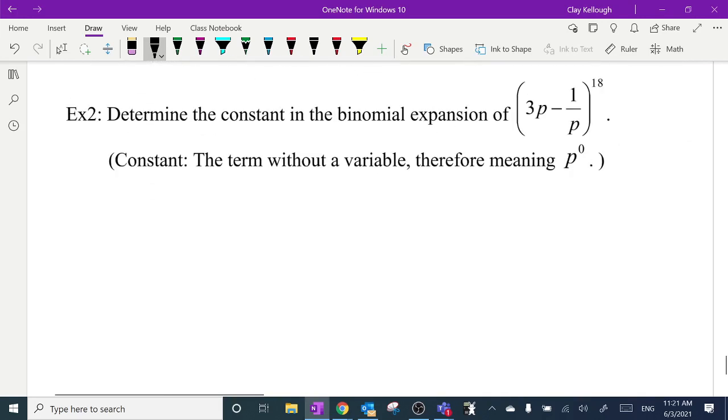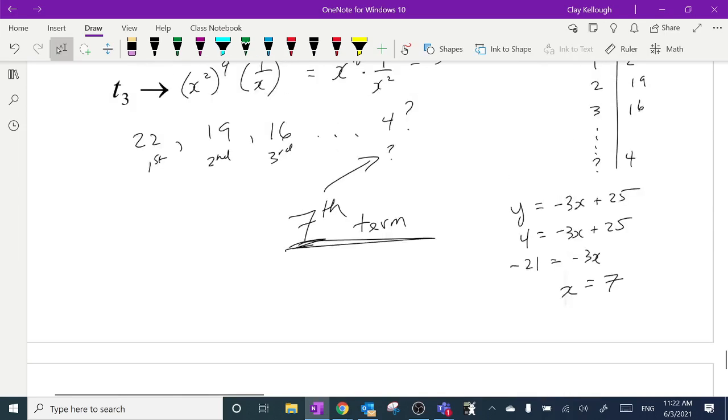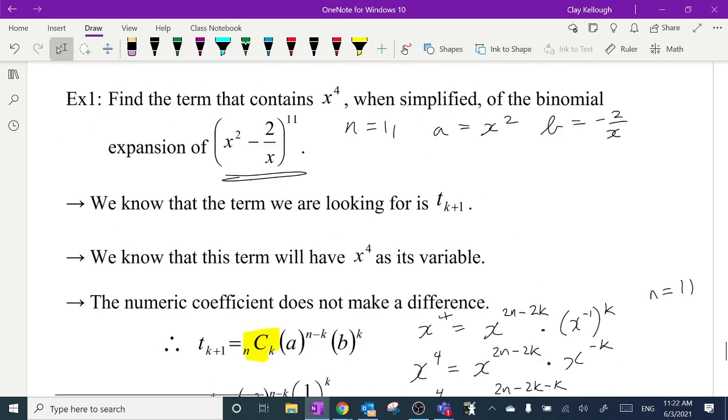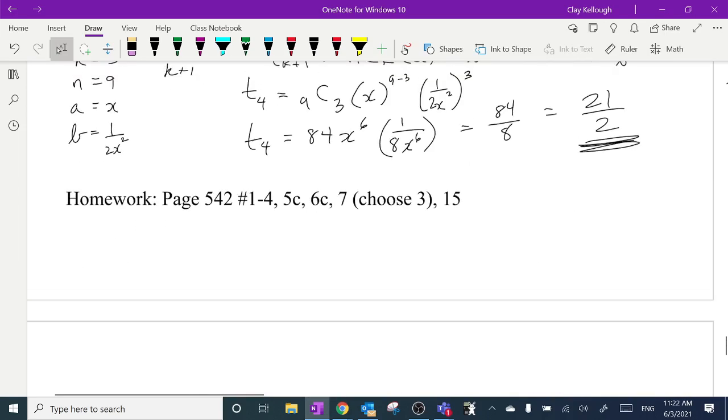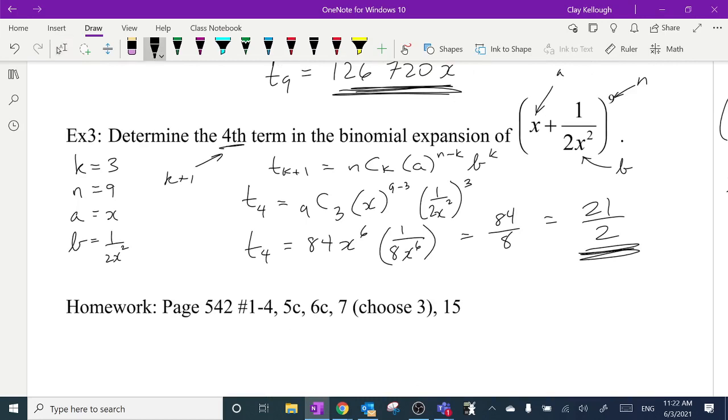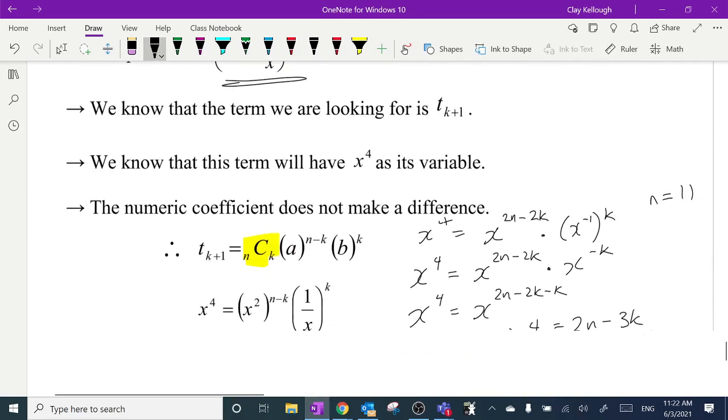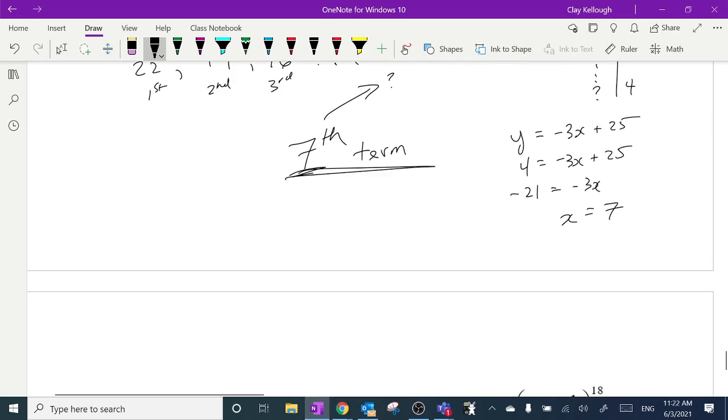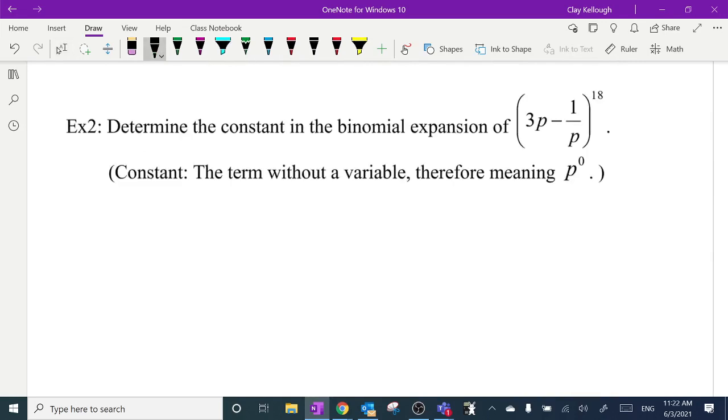Example 2. Determine the constant in the binomial expansion. Now, we've kind of already seen this by kind of coincidence. When we were solving this one here, we were looking for the 4th term, but look what happened in the 4th term. In the 4th term, the x in the numerator and the x squared in the denominator ended up canceling each other out, and we ended up with a constant. So that's what we're looking for here. We are looking to see which term will make the constant. That means that the variable has an exponent of 0.